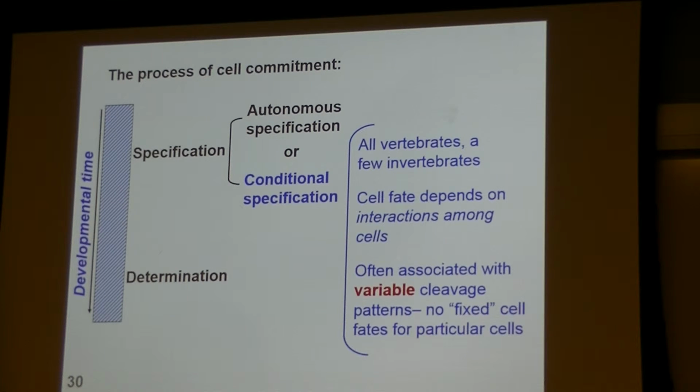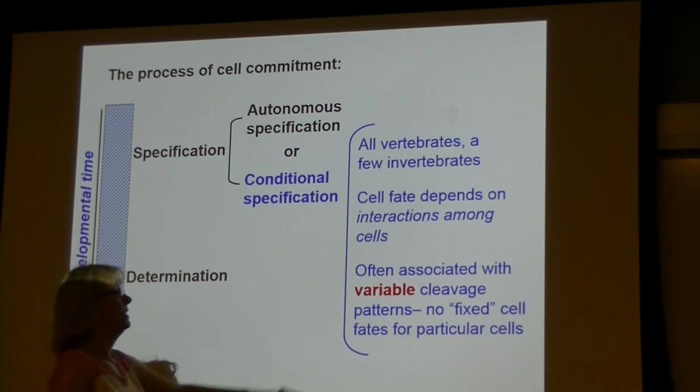So let's look at the opposite possibility. This conditional specification is the other possibility here, that you're going to see more in vertebrate organisms, but a few invertebrates as well. And in this case, instead of relying on lineage, you're going to rely more on cell interactions. So there'll be a lot of communication between these cells, crosstalk back and forth, and based on that, you will then make the ultimate decision about the cell fate.